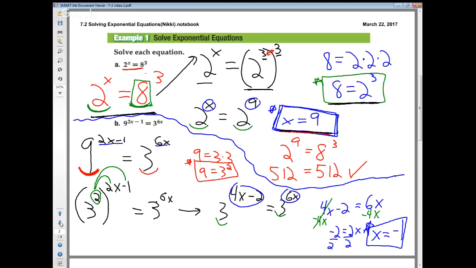And as always, if you want to, you can double check your answer by plugging it back into the original equation up here. But I will let you guys do that on your own. But for now, I'm going to let you guys try an example on your own.